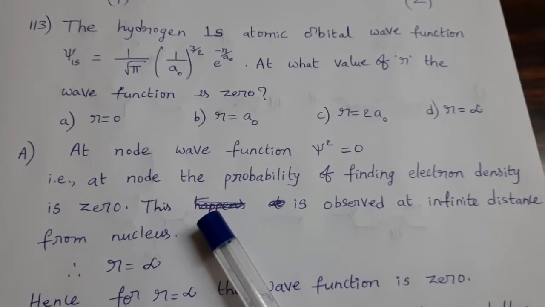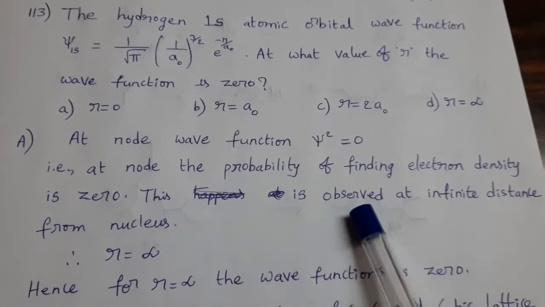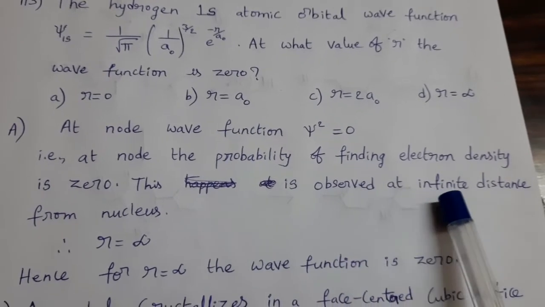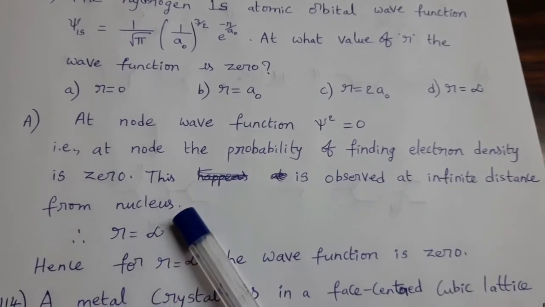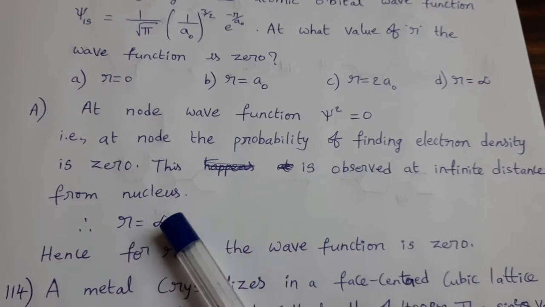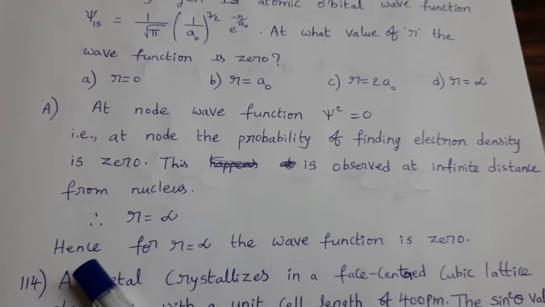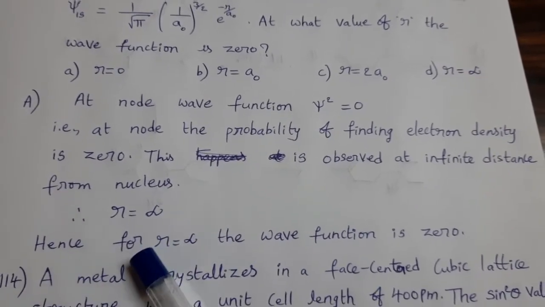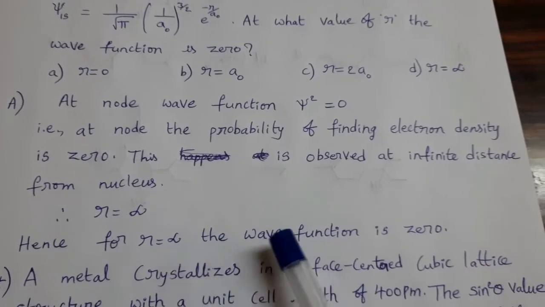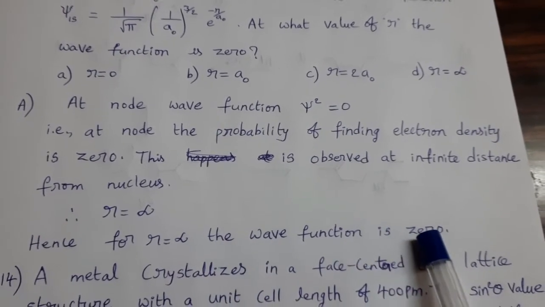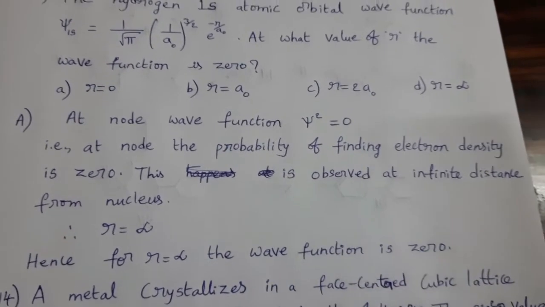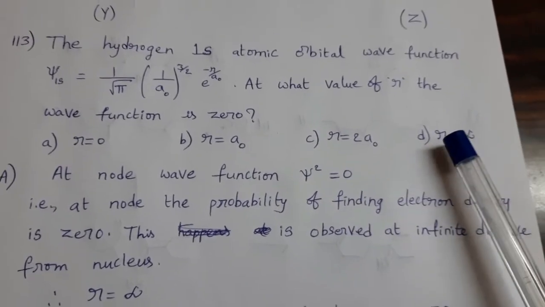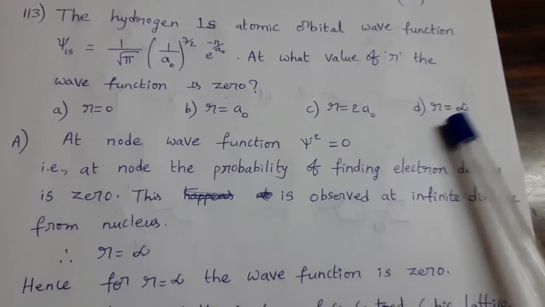So, this 0 electron density is observed at infinite distance from the nucleus. Therefore, r equal to infinity. Hence, we can conclude that for r equal to infinity, the wave function is 0. Then, what is the option? Option D is the answer.